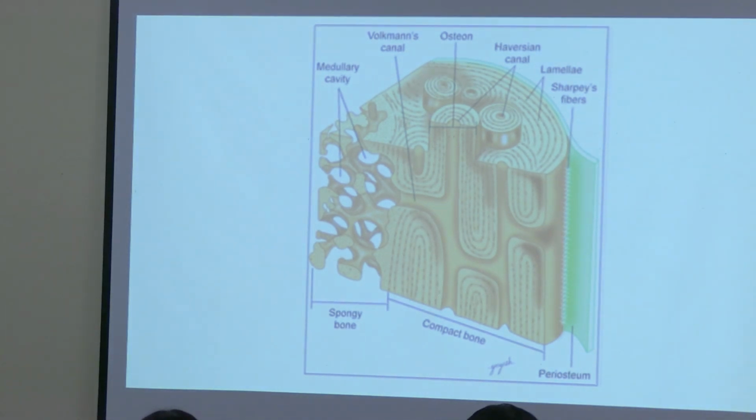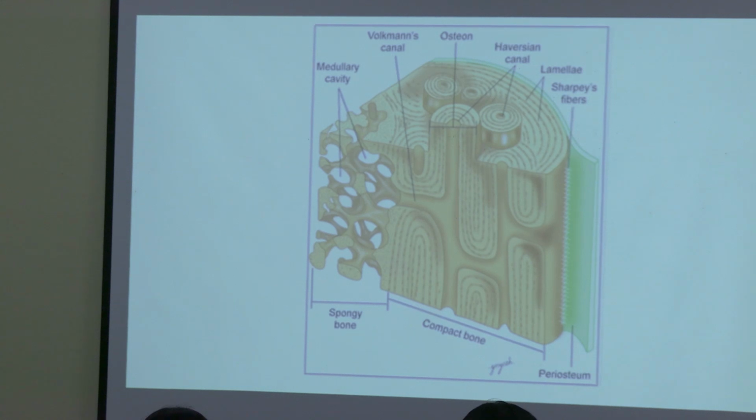Okay, marrow cavity is there, and around the marrow cavity the trabecular part of the bone, that will be lined by the endosteum. Okay, and this is lined by periosteum. Periosteum has two layers separately. Outer layer is the fibrous layer, inner layer is the cellular layer.